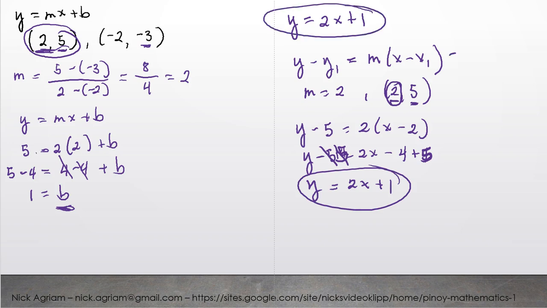This one is called the point-slope form. The first one that you learned is the slope-intercept form. But I always use the point-slope form. It doesn't matter. You can solve. No problem with that.